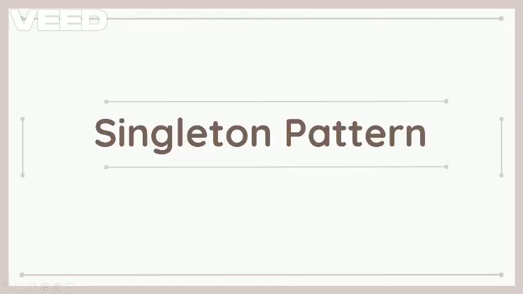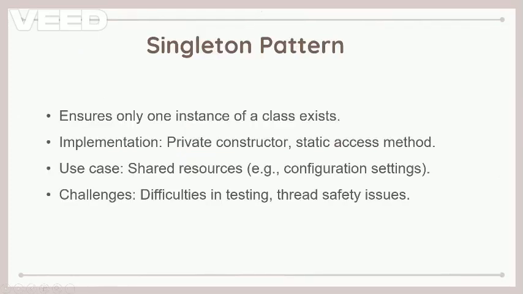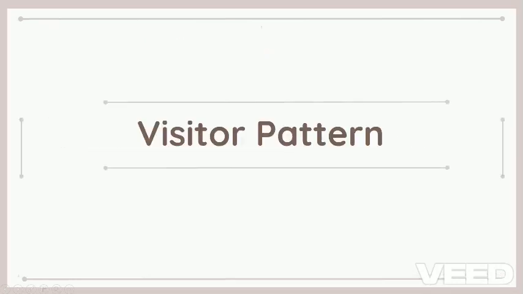The singleton pattern ensures that a class has only one instance throughout the program and provides a way to access it easily. To implement this, the constructor is made private and a static method is used to manage the single instance. This pattern is often used for managing shared resources such as configuration settings. However, it has drawbacks like difficulties in testing and potential thread safety issues, making its use controversial in some cases.